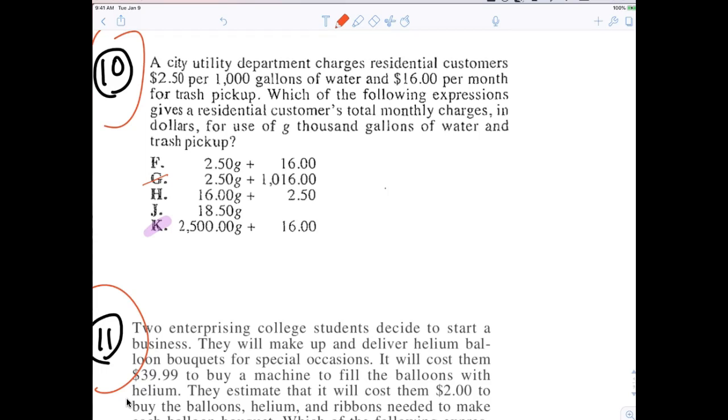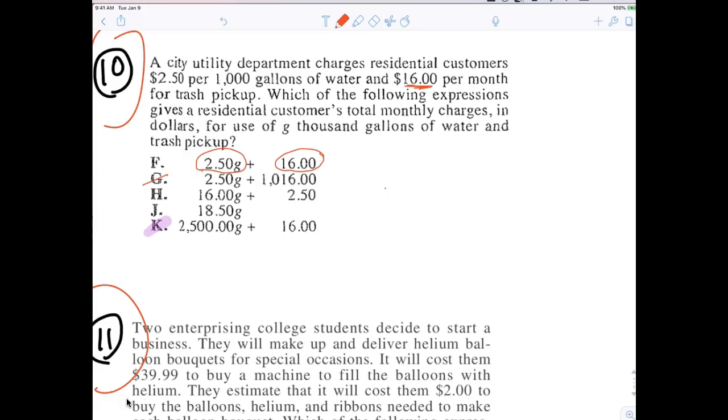Now, let me explain something. You have to pay $16 per month for the trash. So that doesn't change. Right? So what I was hoping you could do is look at this, which represents the $16 per month. Then your bill changes depending on how many gallons of water you use. So that's why it's $2.50 per 1,000 gallons. Do you see what I'm saying? So the per month is on the right.